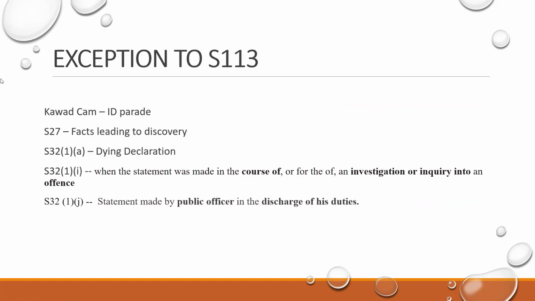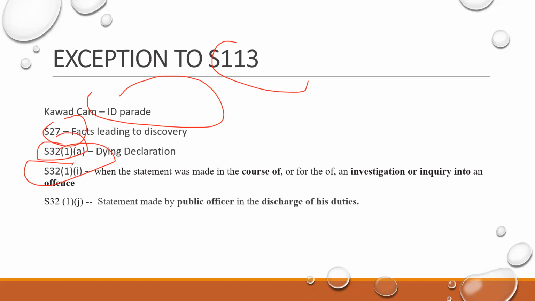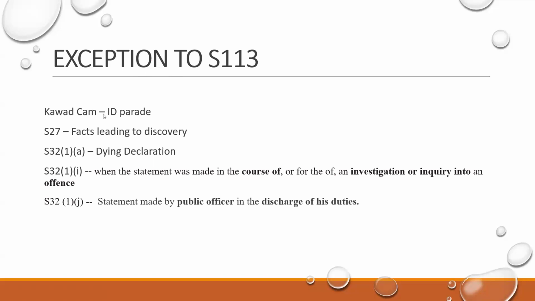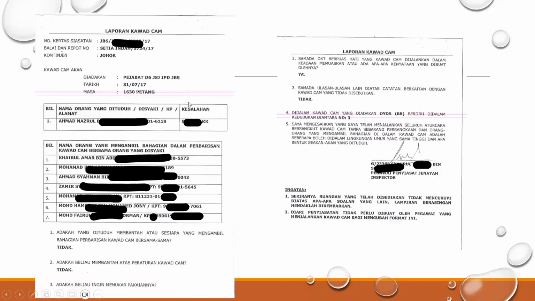So, exceptions to section 113: CCTV, ID parade, section 27, section 32, subrule 1, subrule A, section 32, subrule 1, subrule I, and section 32, subrule 1, subrule J. Please try to understand this, because if you do not read the law in great detail, probably the examiner will trick you whether this sort of statement is admissible or not.